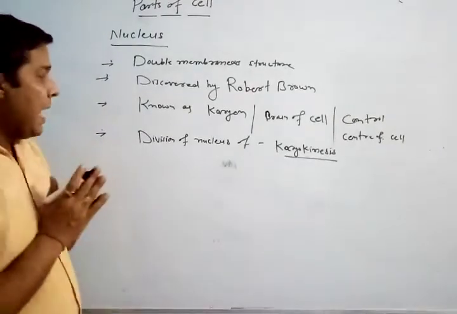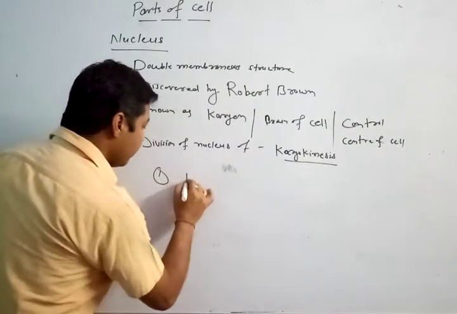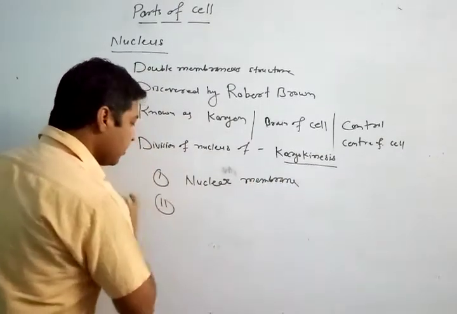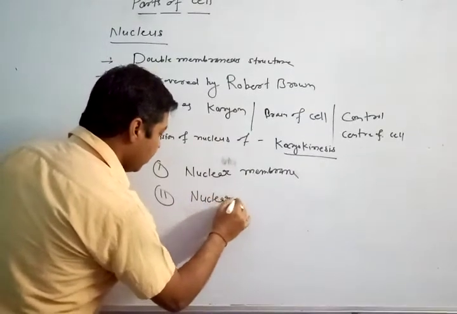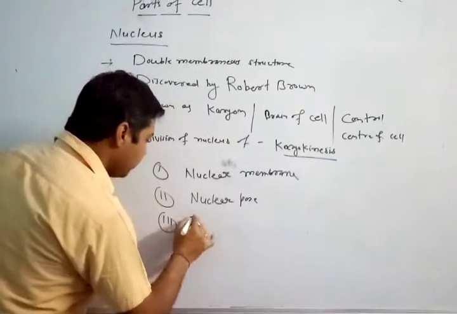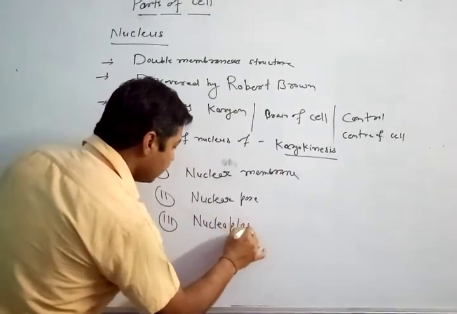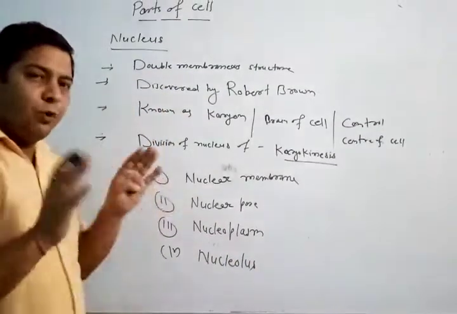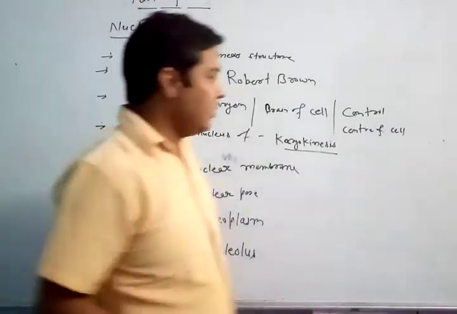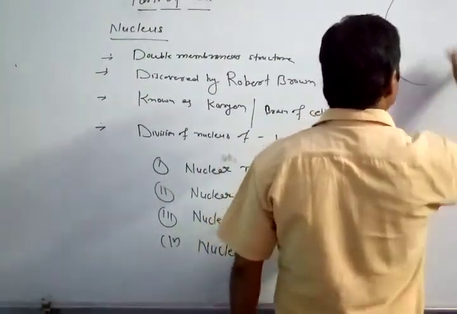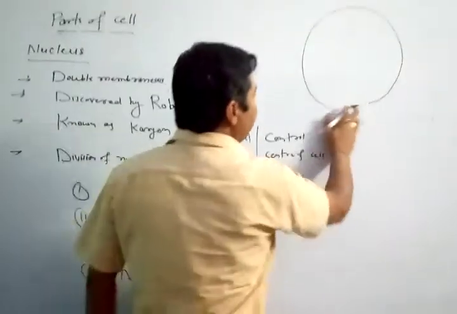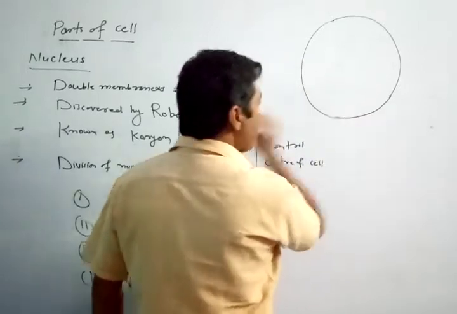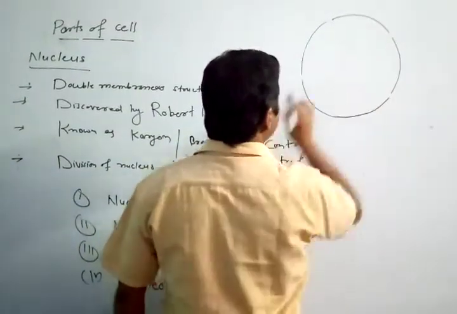It is a double membranous structure, and it has four parts. The first is the nuclear membrane, second is the nuclear pore, third is the nucleoplasm, and fourth is the nucleolus. These are the four main parts of the nucleus. The nucleus is a spherical structure. This is the structure of the nucleus, a spherical body, and it is double membranous.